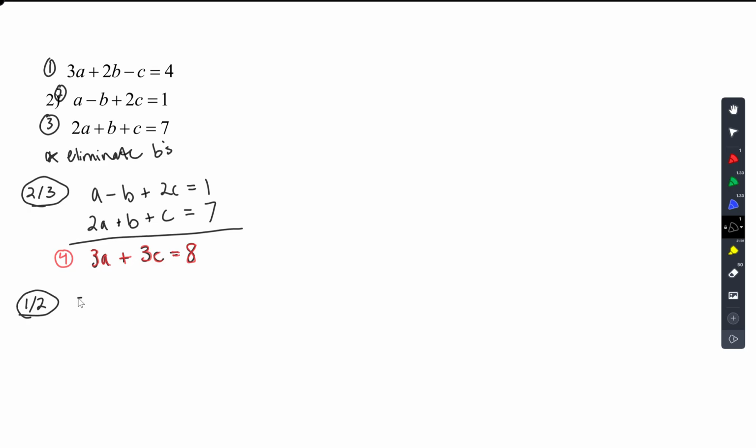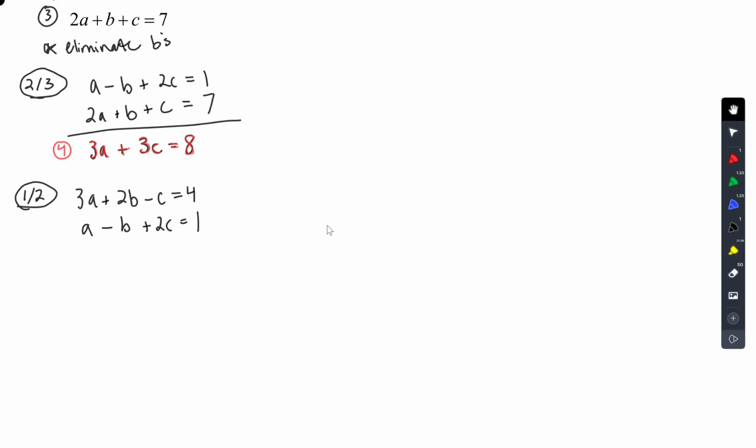So equation 1 is 3a plus 2b minus c equals 4, and then I have equation 2: a minus b plus 2c equals 1. If I straight up added these, nothing would get eliminated. So again, I have to get the b's out. That's the goal I chose at the very beginning. So in order to get rid of the b's, I'm going to multiply this whole thing by 2.